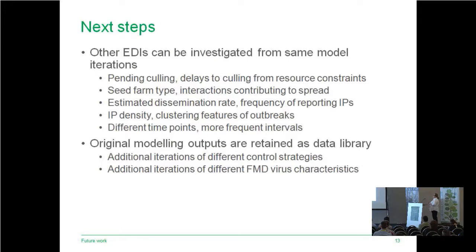And then going forward from this step, we have some plans to potentially investigate other EDIs. Again, because we've built up this data bank of 10,000 runs, we can actually use the same ones just to investigate other factors. So delays in culling, farm types, dissemination rates, etc. And we can even add to this data library with other additional control strategies or other additional models even.